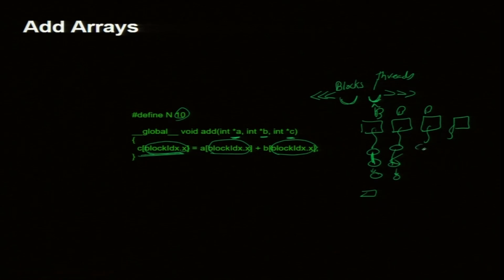So, I will have 10 of these operations being done simultaneously. Please keep in mind that there is no loop, right. This add operation is being done by each of these threads, and this is just one line. When I call this one line, I just give this how many blocks and how many threads.